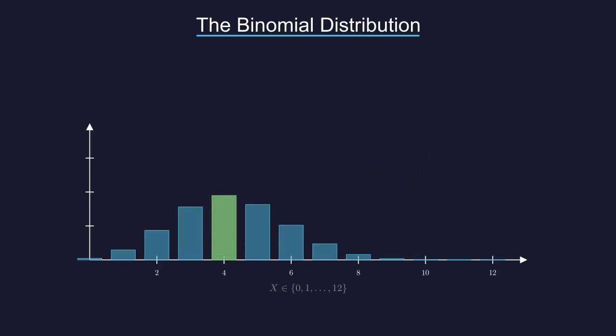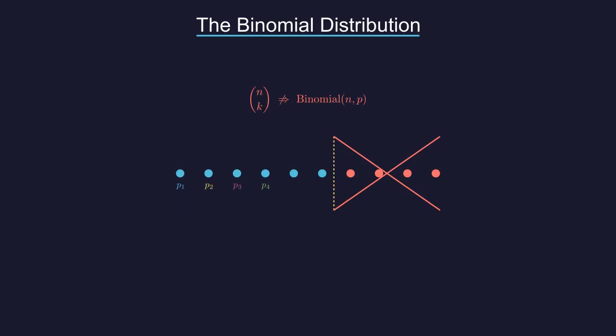The mass at k combines n choose k possible success sequences with the probability of one sequence, p to the k times 1 minus p to the n minus k. This reasoning depends on exchangeable trials with a common p. The combinatorial coefficient alone does not create a binomial process.